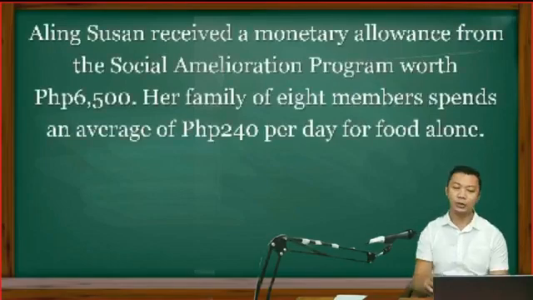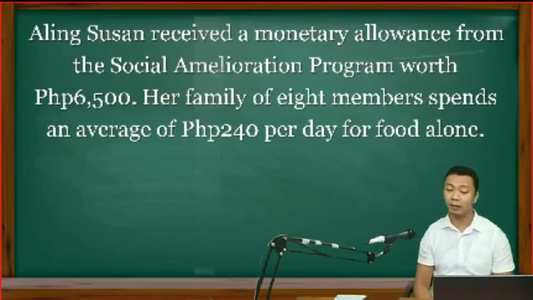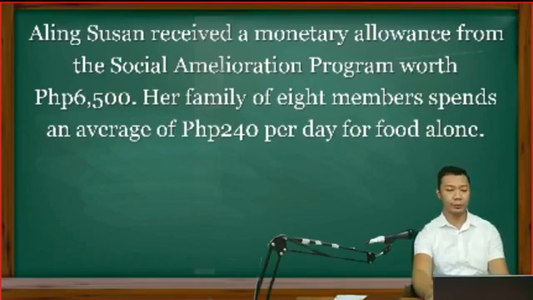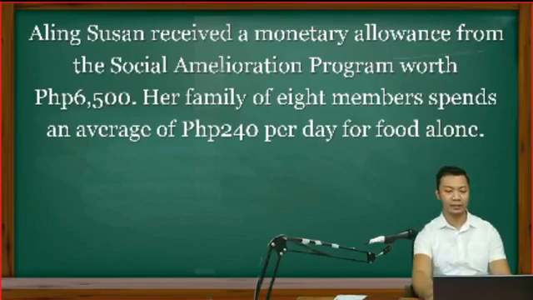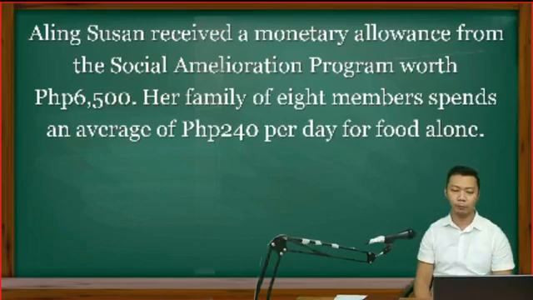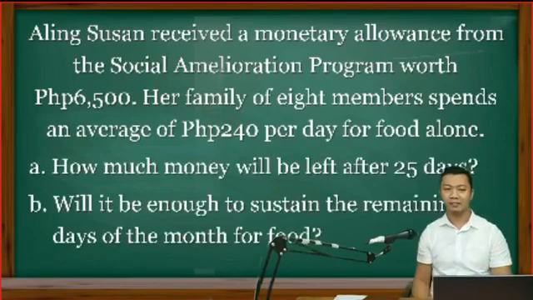Okay. Aling Susan received a monetary allowance from the Social Amelioration Program worth 6,500 pesos. Her family of 8 members spends an average of 240 pesos per day for food alone. Okay, so what are the important informations? We have 6,500 pesos, okay, and 240 pesos. Okay. So I think we will have a negative slope for this one because spending, that's the clue, spending, negative slope.